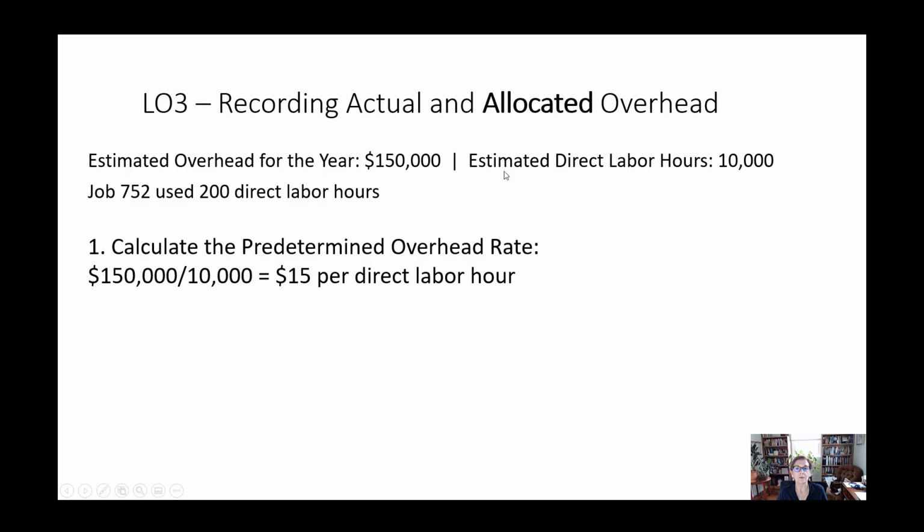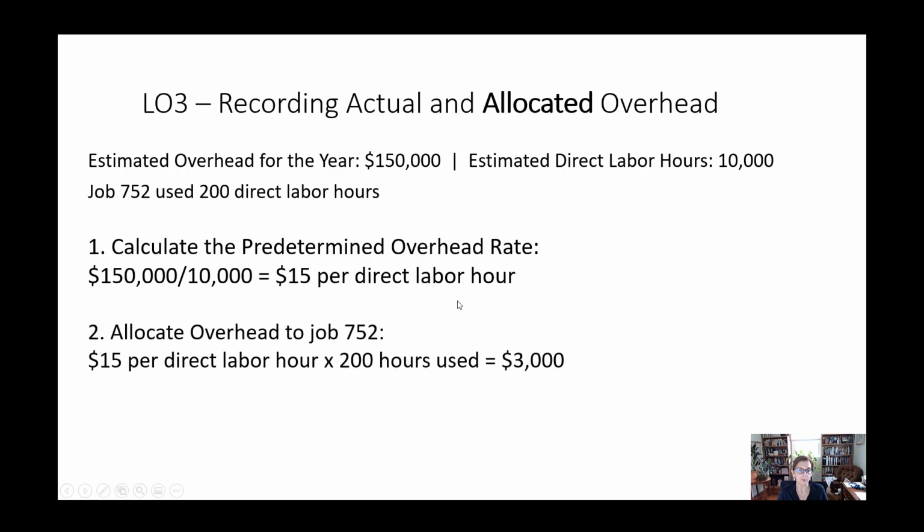So if you divide overhead by hours, you get overhead per hour, right? So that's our predetermined overhead rate. Next, we're going to allocate the predetermined overhead. We're going to allocate the overhead to job number 752. So it's $15 per direct labor hour, and we said that this job used 200 hours. So we're going to take the $15, multiply it by the 200 hours used, and that's going to give us $3,000 allocated to job 752.